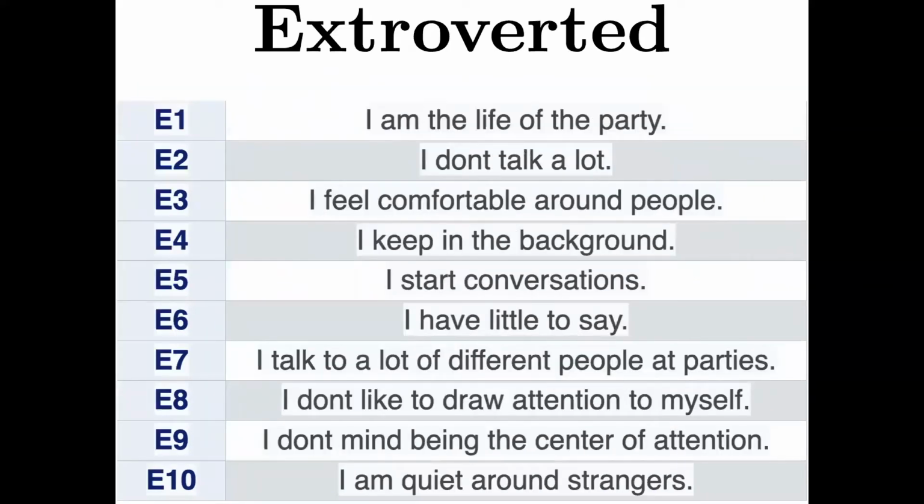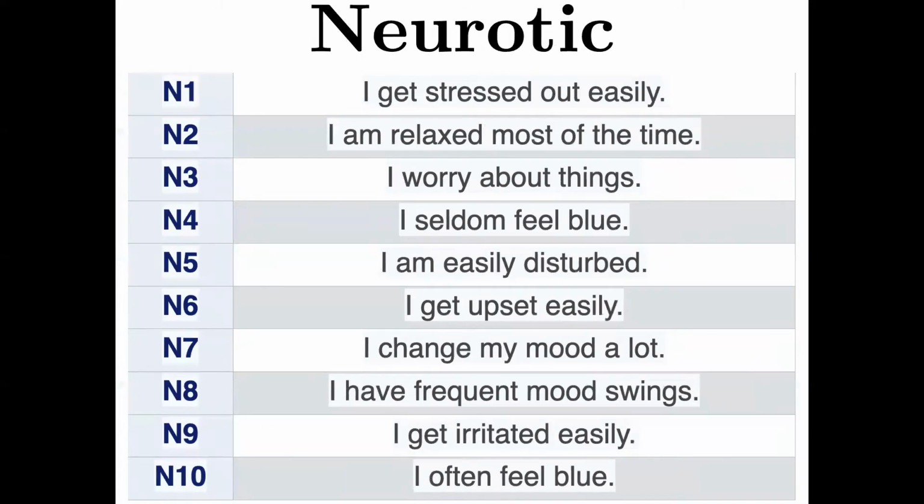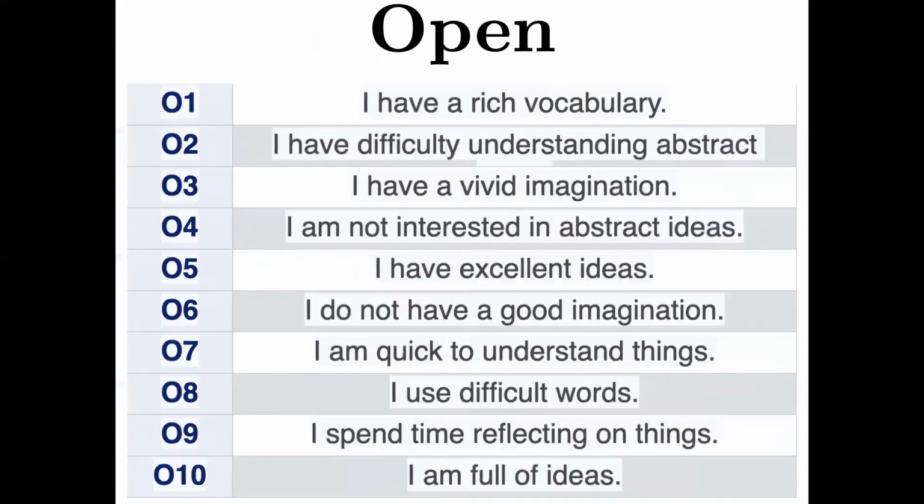The next one is extroversion. So again, I'm the life of the party. I don't talk a lot. These things are anti-correlated. They're negatively correlated. The next is neuroticism. So I get stressed out easily. I worry about things. Kind of measuring a mental health angle about mood swings, emotional stability, perhaps. And the last is openness, is what they titled this. You know, talking about imagination and ideas and reflection.